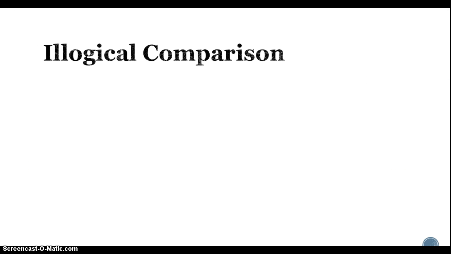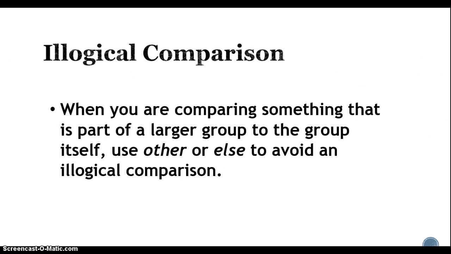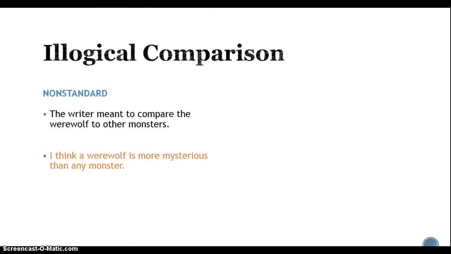So now let's talk about an illogical comparison. It's a little bit different than a double comparison, but we still need to understand what it is and how to fix it. When you're comparing something that's part of a larger group to the group itself, you want to use other or else so that you avoid an illogical comparison. Let's take a look at an example.